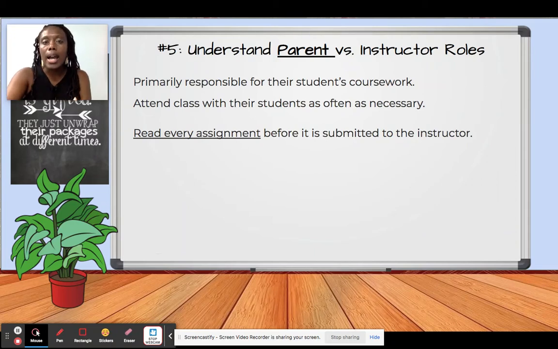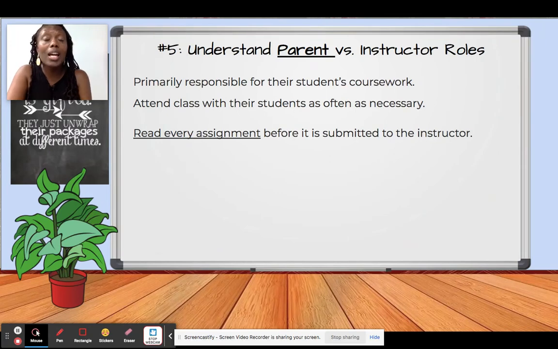So I ask that as long as your student knows how to work the computer, they know how to raise their hands and things of that nature. They know how to unmute and mute. Once they get the hang of it, I don't require that you're there.